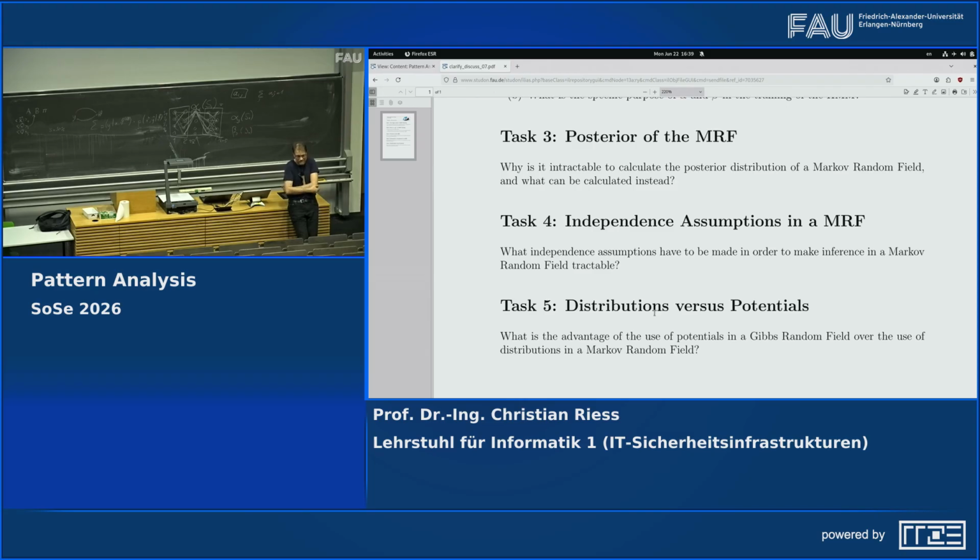Today is a disaster. Only double checking. This is like there's no cognitive effort here. This is literally all stuff that is discussed on the slides. No? Why is it intractable to calculate the posterior distribution? Because these are exponentially many terms. Yeah? Number of labels raised to the power of number of variables. This is literally in the video.